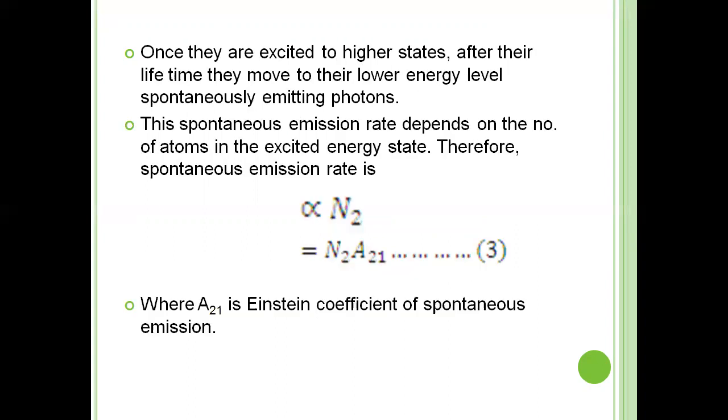Second process: once the atom reaches the higher energy state, after its lifetime it moves back to the lower energy level spontaneously. Here, there is no need of any external energy. So spontaneous emission depends only on the number of atoms in the excited state. Therefore, the spontaneous emission rate is proportional to the number of atoms in the second energy level, N2. Removing the proportionality, we place a constant A21, called the Einstein coefficient of spontaneous emission. As the process happens from the second to the first energy level, we represent the constant A with 2 to 1.